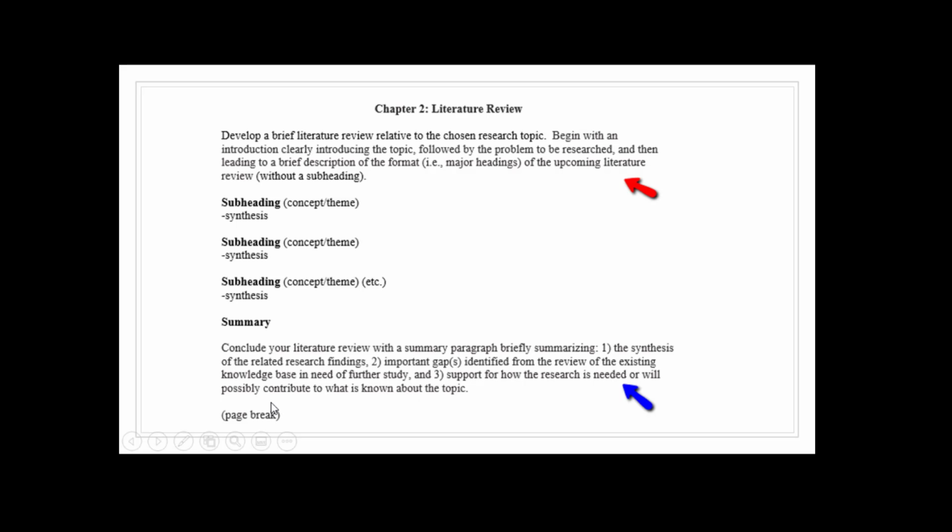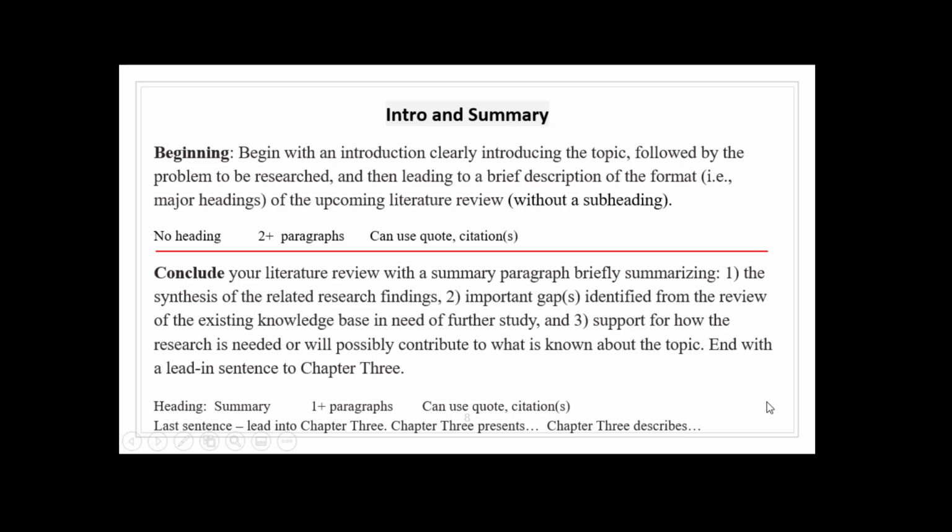After every chapter, make sure you're doing a page break, so you have a clean page to start the next chapter on. So that introduction, there's no heading, 2 or more paragraphs. I would suggest trying to put in a quote or 2 or a citation in that introduction, because it really gives some pizzazz to writing that introduction, and lets the reader know that you've really considered the research that's out there. And again, your conclusion, which is listed as summary.